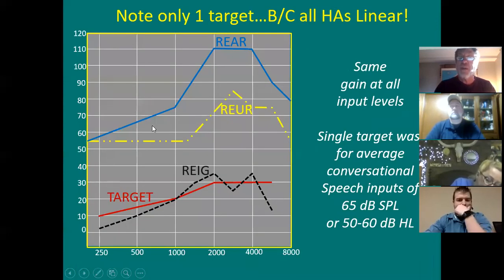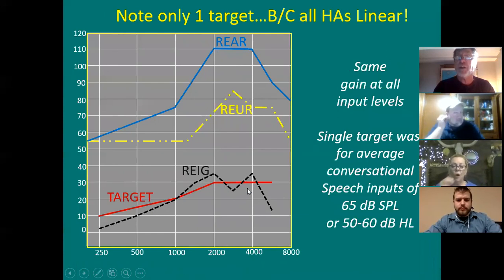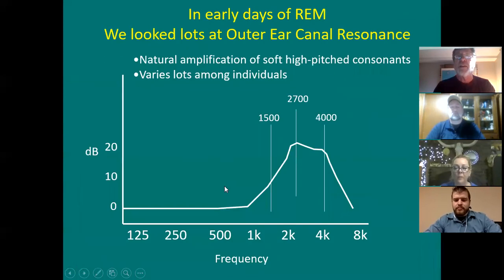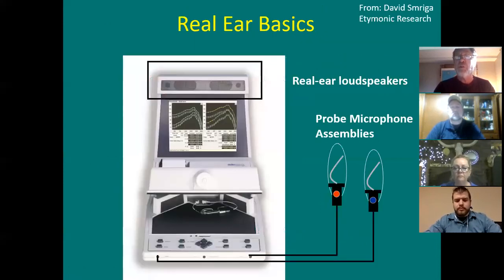Always remember, the first measurement you did was unaided response, then aided response, and then the computer simply subtracted these two, REUR from here, and you got this. And you want that to match target. So the black dotted line is the result of subtracting the REUR of the blue from the yellow. In the early days of REM, real ear measurement, we looked a lot at outer ear canal resonance. Real ear basics, we'll talk more about that mañana.